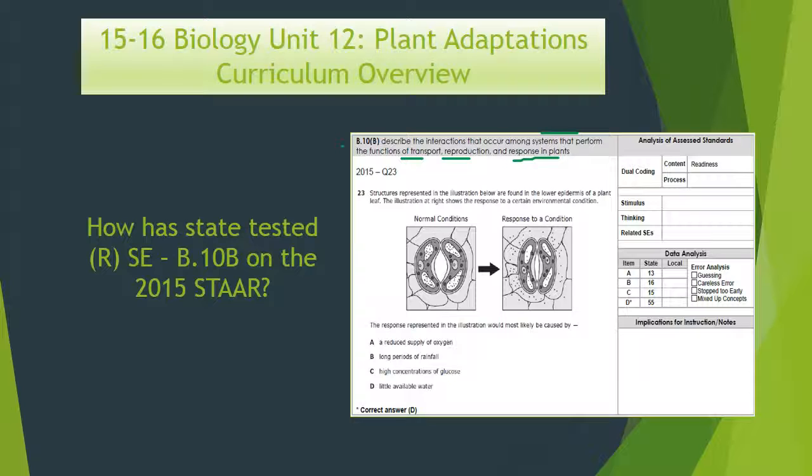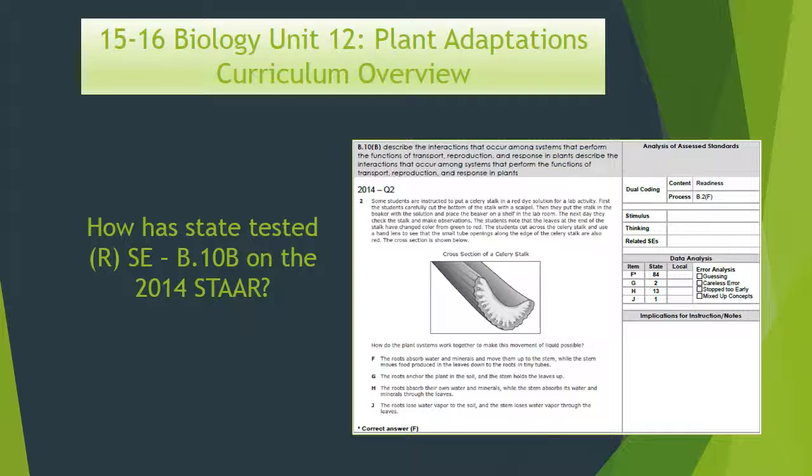And so when you look at this question, you want to understand which part of this SE is being assessed. And the question is, structures represented in the illustration below are found in the lower epidermis of a plant leaf. The illustration at right shows a response to a certain environmental condition. The response represented in the illustration would most likely be caused by, and the correct answer is D, little available water, which is causing the cells to shrink. Therefore, this part of the SE that's been assessed is response in plants.